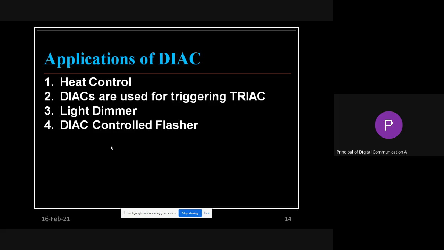Heat control, that is room temperature control. Then light dimmer, with which you can increase or decrease the light automatically. So for that also this diac can be used.